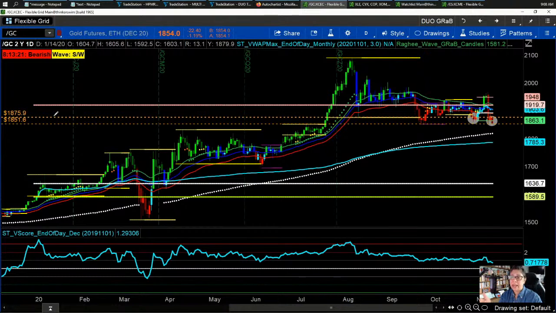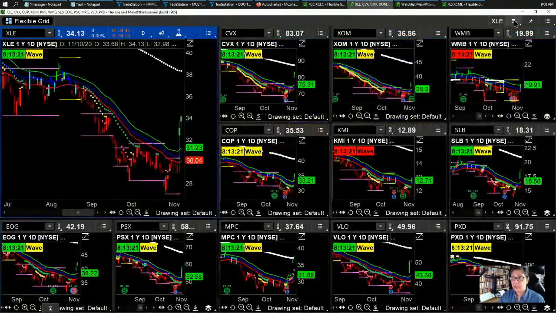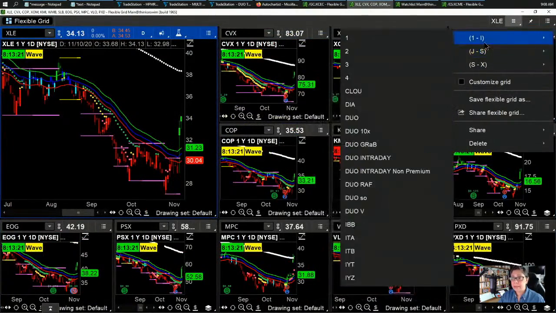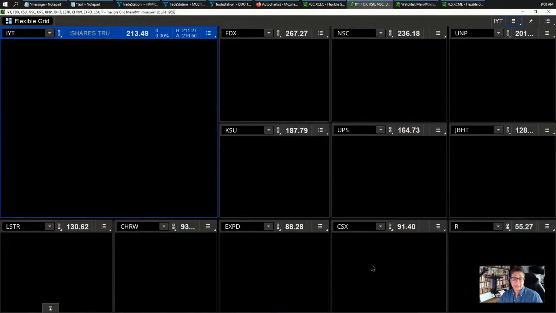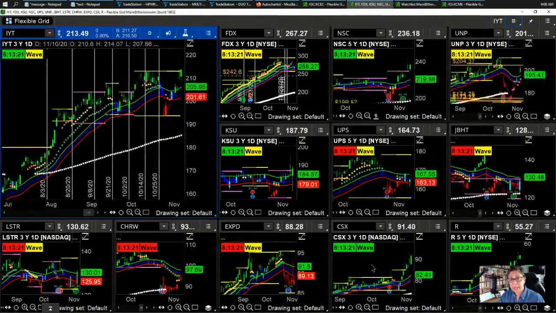Remember, if you're looking at any kind of setup, you've got to think about a trigger. So let's jump over to the IYT. I may want to buy names within an ETF. I may want to buy a particular stock, but it may not be in the zone that I would buy it from. Same thing, I may want to short a particular name, but it's got to be in the zone that I would short it from. So one of the things that we've been looking at is FedEx within the IYT.